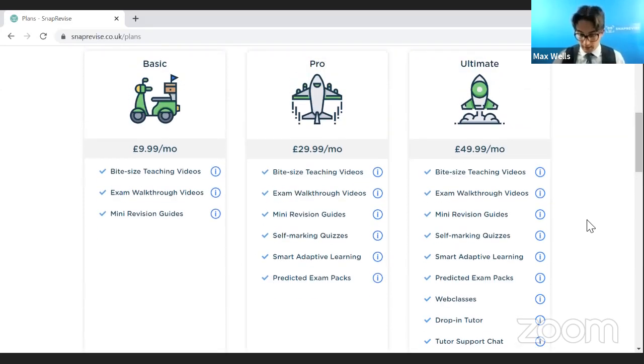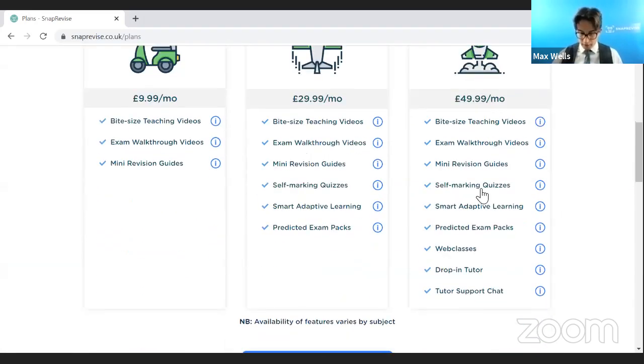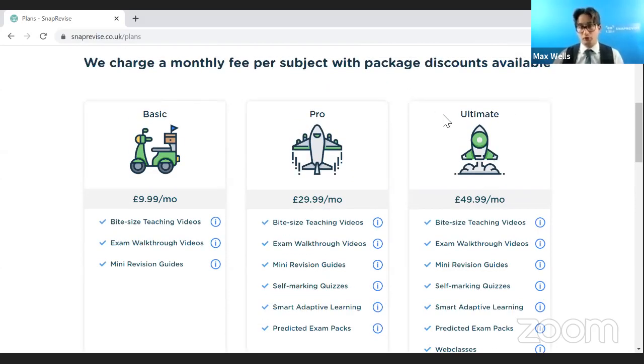So that would be great. And as I said, the key difference here, if I show you the comparison, is obviously you get more for each package, but the tutor chats support, the one-to-one service there, the drop-in and the web classes is the key thing that is part of the ultimate package.